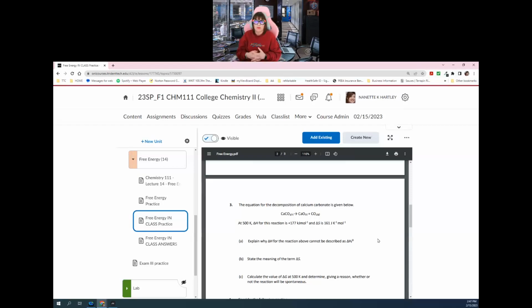State the meaning of the term delta S. Delta S is a measure of my entropy. Now, entropy, again, is a measure of the disorder in that molecule. So we're either talking about how free the individual molecules are to move against each other. So in a solid, they can't move at all. In a liquid, they can move against each other. In a gas, they're all over the place. So there's a lot of disorder there.